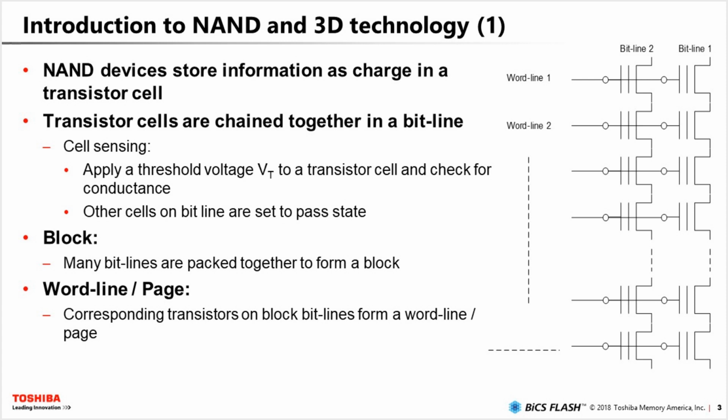We connect together many chains to form a block. So you have many blocks in a NAND device, a block made of many such NAND chains, or bit lines, as we call them. Each block may contain several 100,000 or more such bit lines. We also define a word line as the set of all transistors corresponding to the same transistor in the bit line across the block.